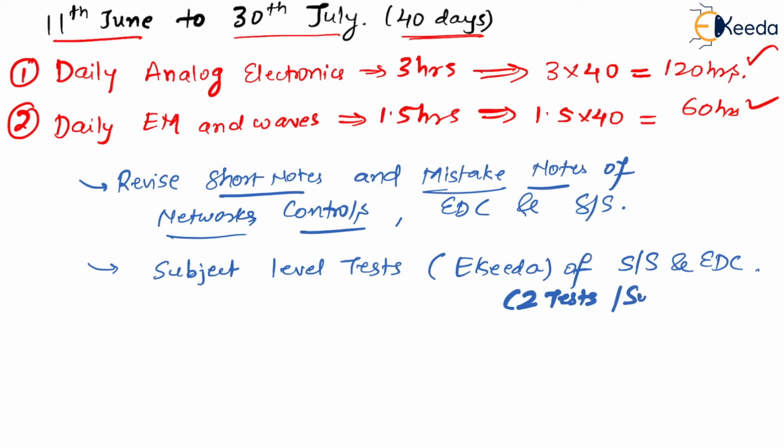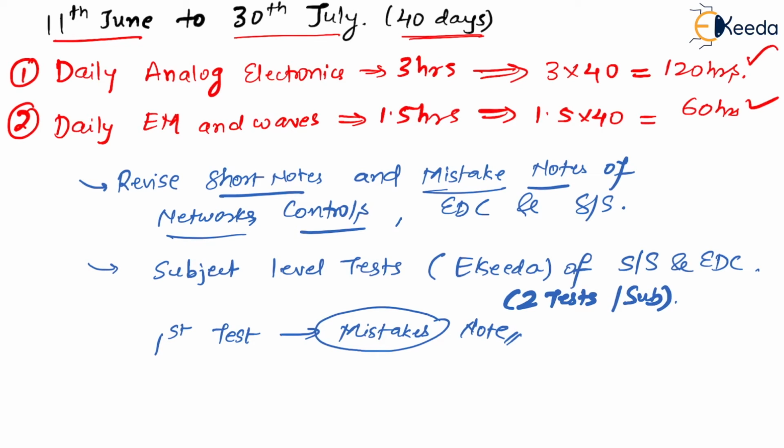For example, if there are two tests per subject, what are you going to do? Please give the first test. Make some mistakes in that test, no problem. Making mistakes right now is okay. Note down those mistakes, and then identify your weaker areas, weaker zones, weaker parts of that subject. Strengthen that weaker part, and after strengthening that, give the second test, and definitely your marks are going to increase in the second test.